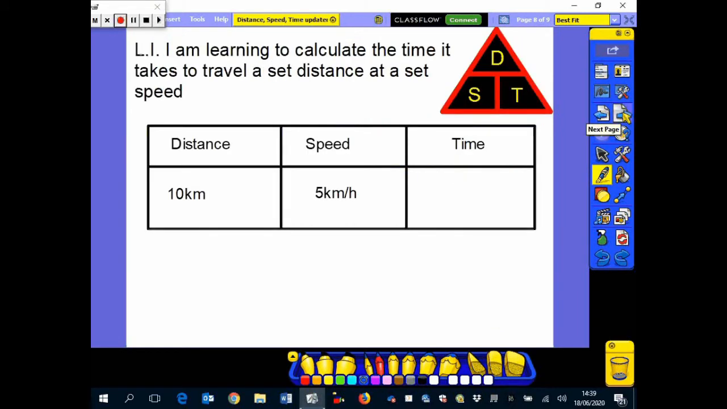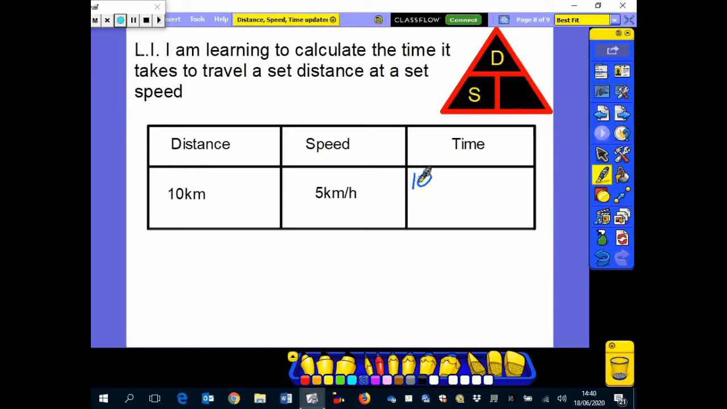So here's the first example, and we're being told that we have gone a distance of 10 kilometers at a speed of 5 kilometers per hour, and we want to know how long it takes to do that. So if I'm walking at a speed of 5 kilometers an hour, how long is it going to take to go 10 kilometers? Well, using our wee formula here, we can cover over the time, which is the one that we're trying to work out, and we can see that we do the distance divided by the speed. So let's just go with it.